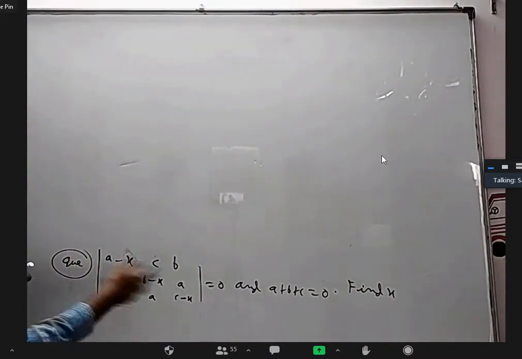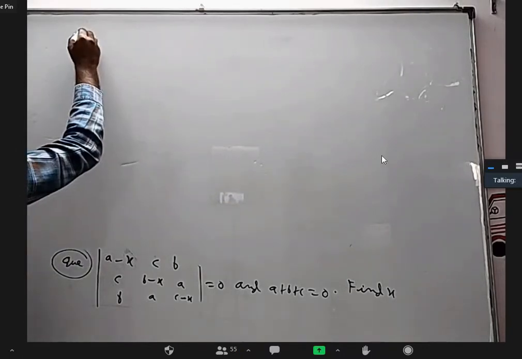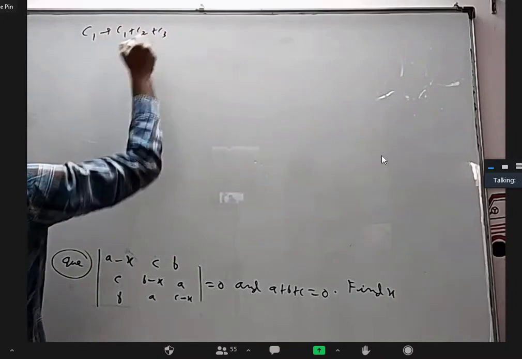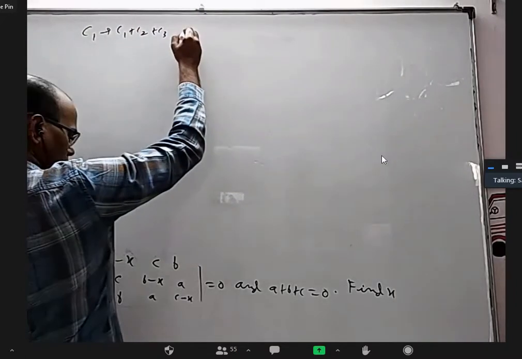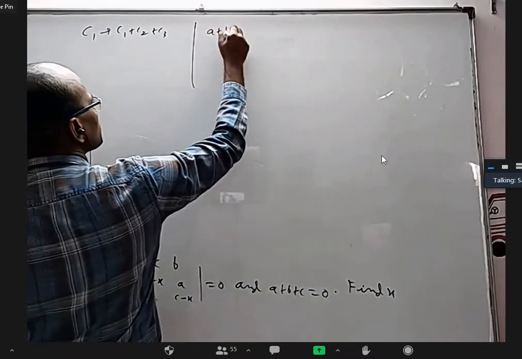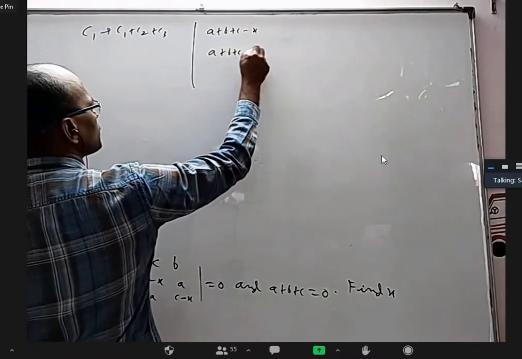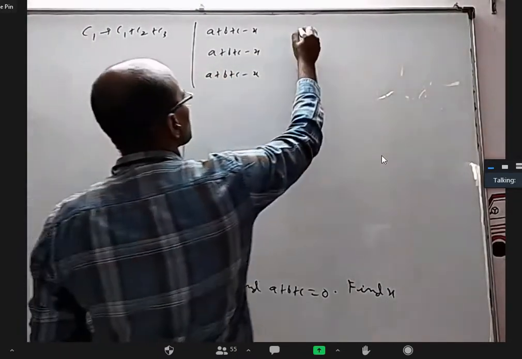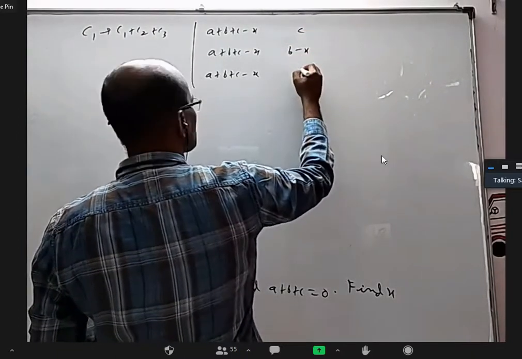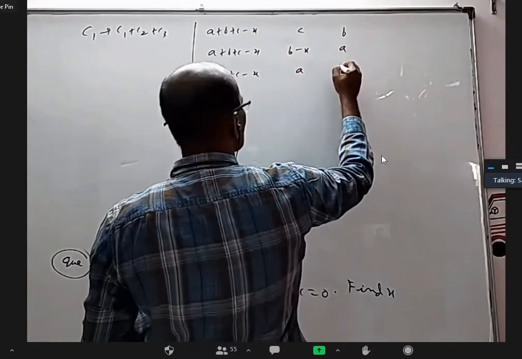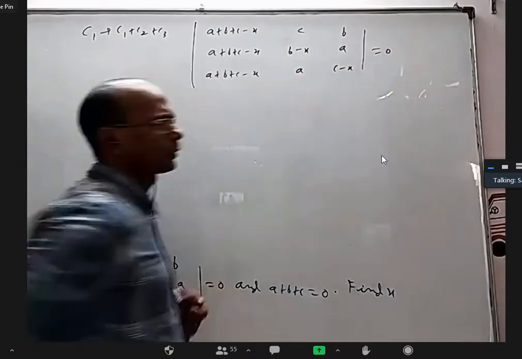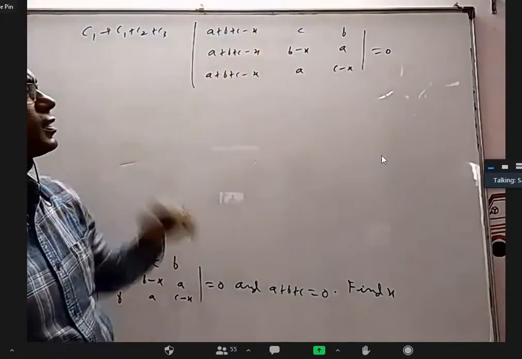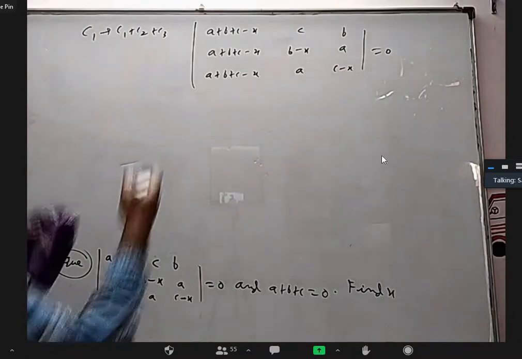Here I can add all the rows or all the columns. I think it is the same. Column 1 as column 1 plus column 2 plus column 3. Then I'll be getting a plus b plus c minus x, here also a plus b plus c minus x, here also a plus b plus c minus x, then c, b minus x and a, b, a and c minus x equal to 0. Now I could subtract to get zeros, but even these are very complicated.